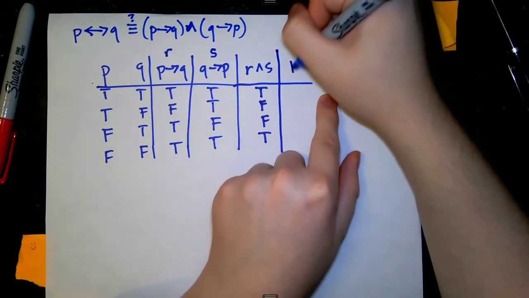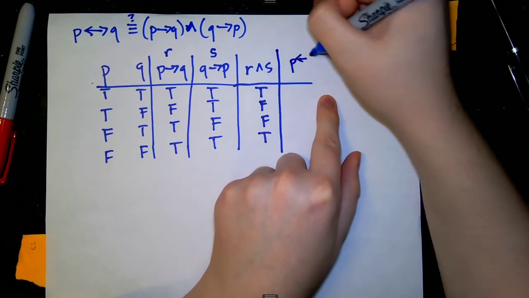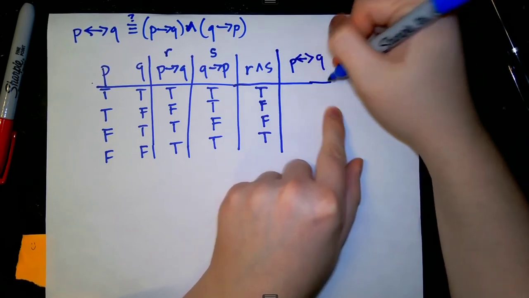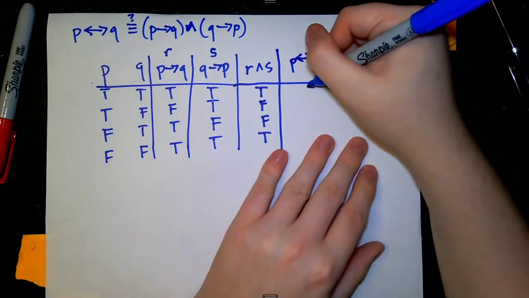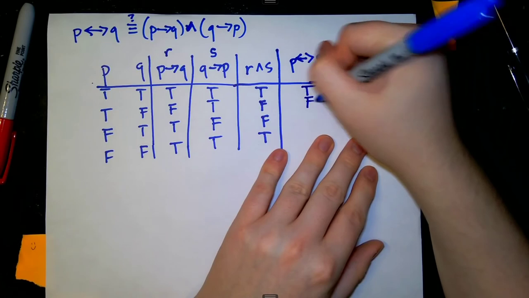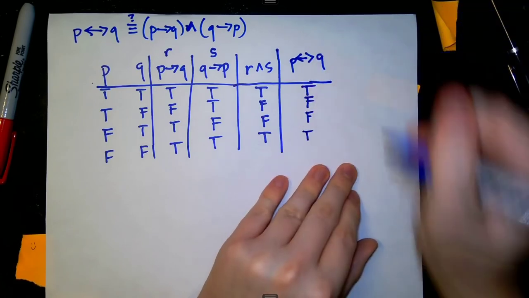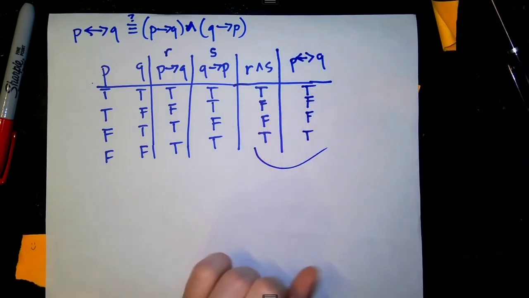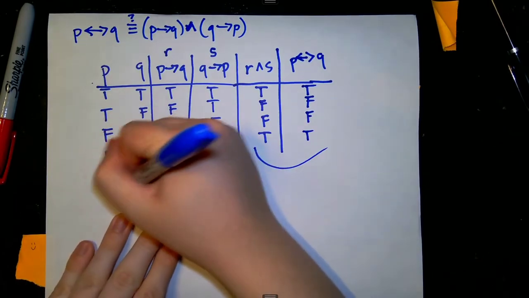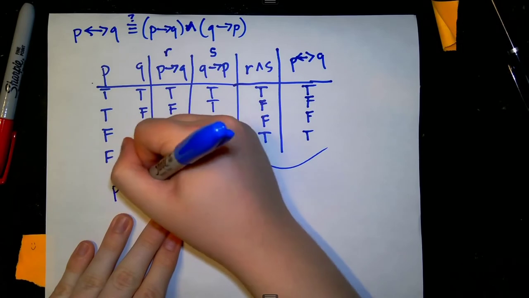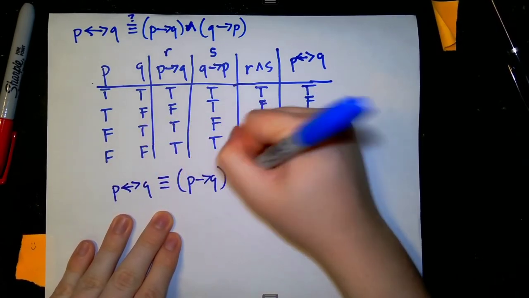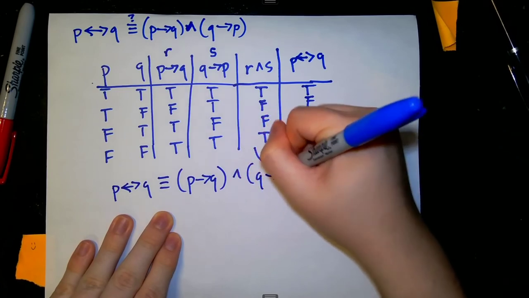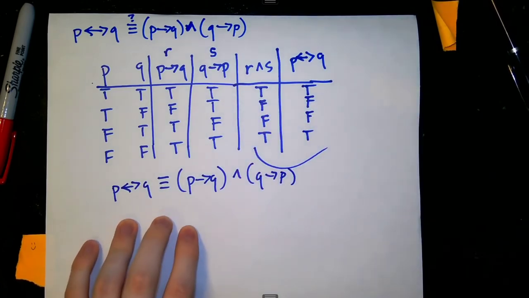And now I want to look at P if and only if Q. And as we saw just a few minutes ago, that will be true, false, false, true. So we have that both of these statements are exactly the same, which means that this is equivalent. So the logical equivalency, P if and only if Q, is equivalent to if P then Q and if Q then P. This equivalency also has a name.